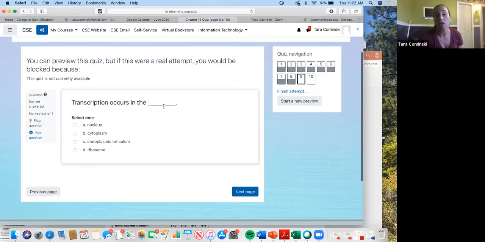Where does transcription occur? In the nucleus. Remember, DNA is housed in the nucleus. DNA doesn't leave the nucleus. The mRNA leaves the nucleus after it is made. Well, after it's processed.